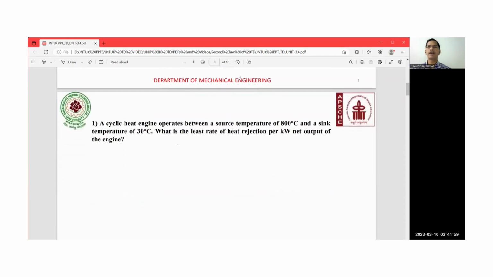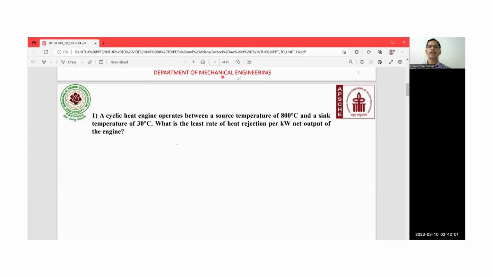So there is a first problem. It is mentioned that a cyclic heat engine operates between a source temperature and a sink temperature, which are given. What is the least rate of heat rejection per kilowatt net output? That means W net is given per kilowatt net output of the heat engine. So this is the given problem.